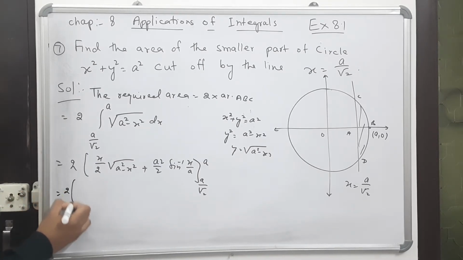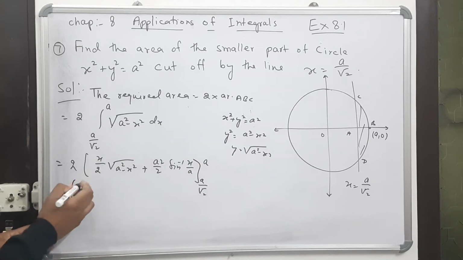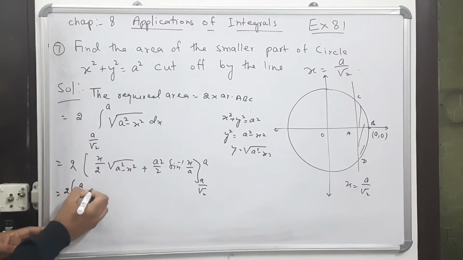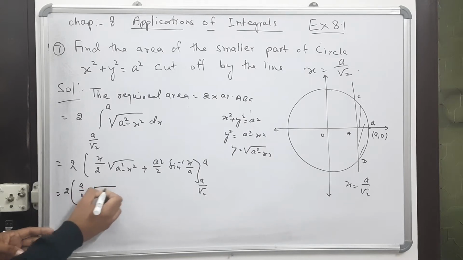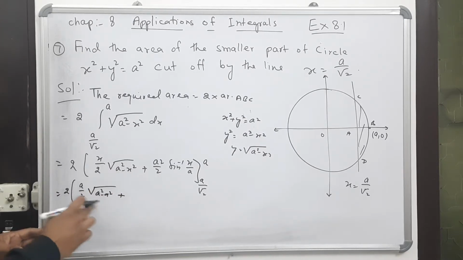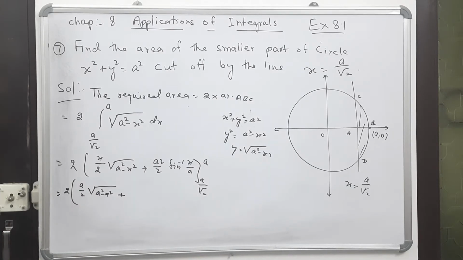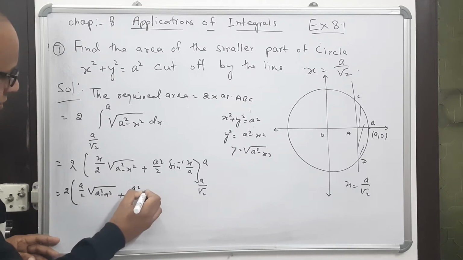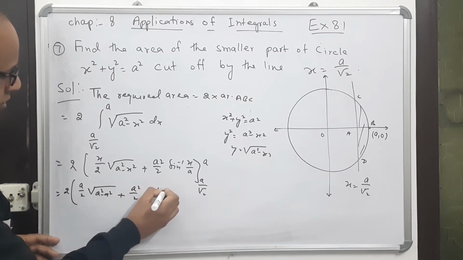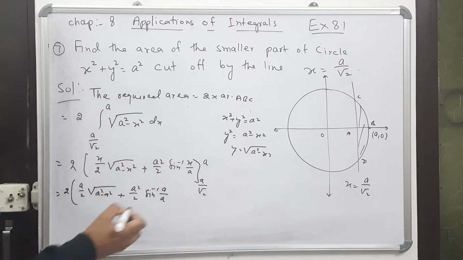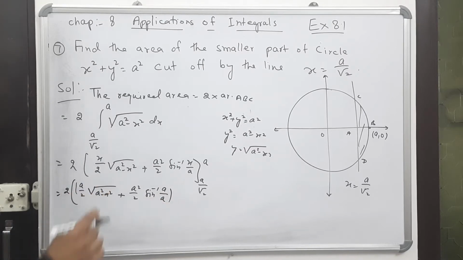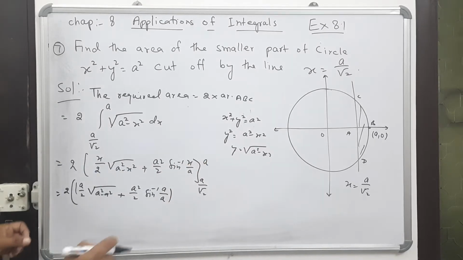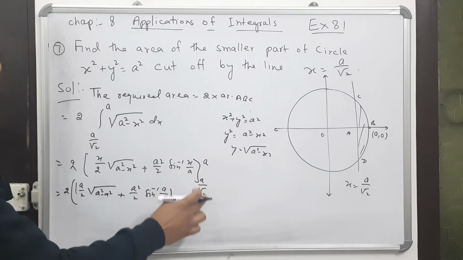First, we put the value a. So when you put a here, it is a by 2, and this part is a squared minus a squared, which is 0 finally. Then it is a squared by 2 sine inverse of a by a. That is the first part, by putting a. Now the second part is by putting a by root 2.